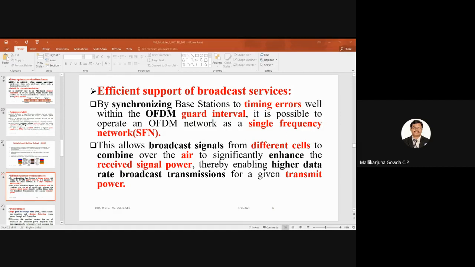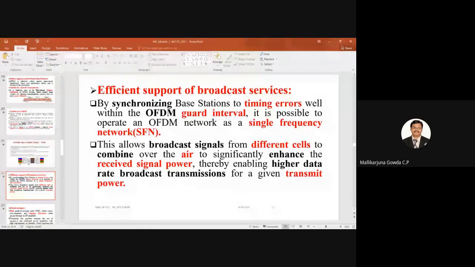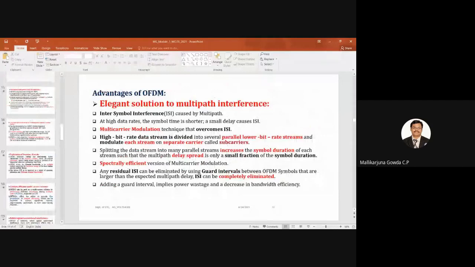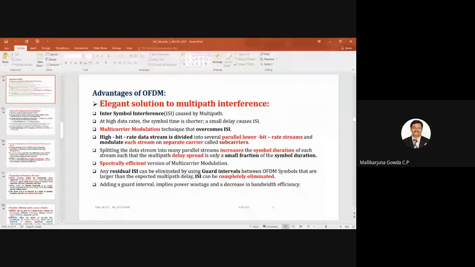See, at least if you write these names, I will ask again some other people. People should note down at least these names. Cannot keep quiet. I said first one is elegant solution to multipath interference.